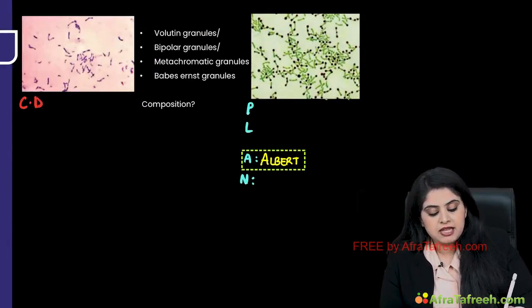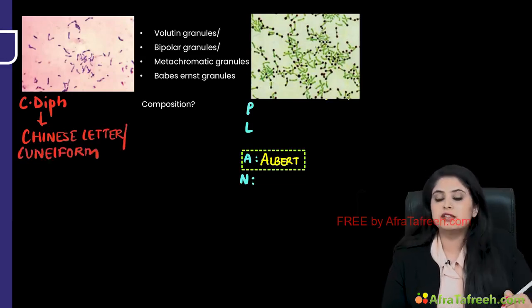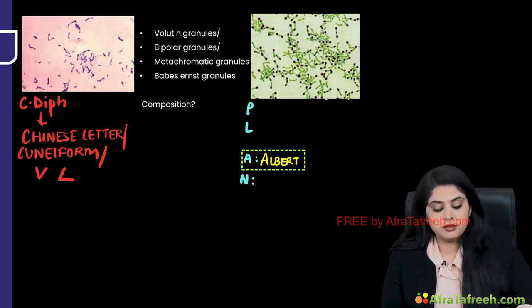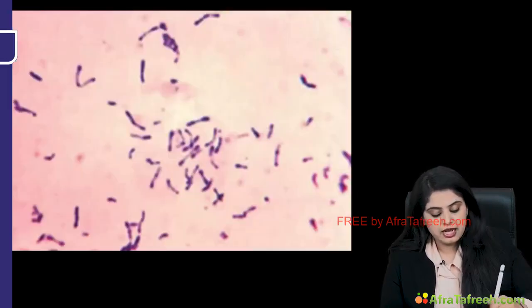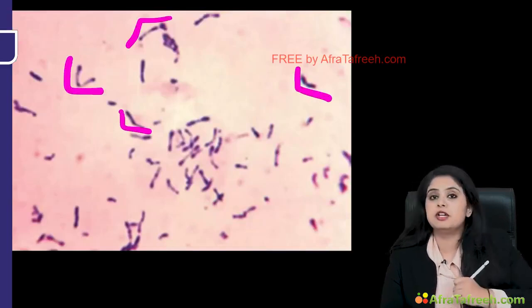Corynebacterium diphtheriae, I think everyone knows, is famous for being called the Chinese letter appearance. Anything other than Chinese letter that you can call it, we also call it the cuneiform appearance. I don't know Chinese, but the letters are going to be V, L, these random shapes. So when I look at this, I can appreciate that there is a V shape, L shape, those kinds of shapes are definitely noted.